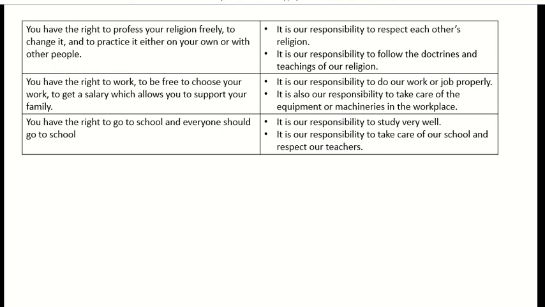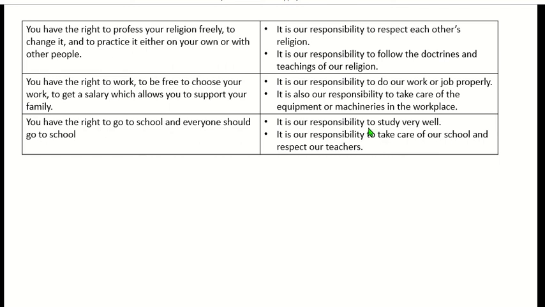And then you have the right to go to school and everyone should go to school. So, karapatan makapag-aral. So, kung meron kang karapatan makapag-aral, ano ang iyong responsibilidad? It is also your responsibility to study very well. Kailangan mong mag-aaral na mabuti. Responsibilidad mong, it is also your responsibility to take care of our school and respect our teachers. So, yan din ang inyong responsibilidad, no? Alagaan yung paaralan at saka irespeto ang mga teachers natin.